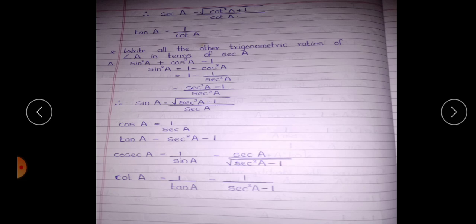As you have found sin A and cos A, tan A, you can find cosec A and cot A very easily. Why? Cosec A is 1 by sin A and cot A is 1 by tan A. So we took the reciprocal of sin A as cosec A and the reciprocal of tan A as cot A.